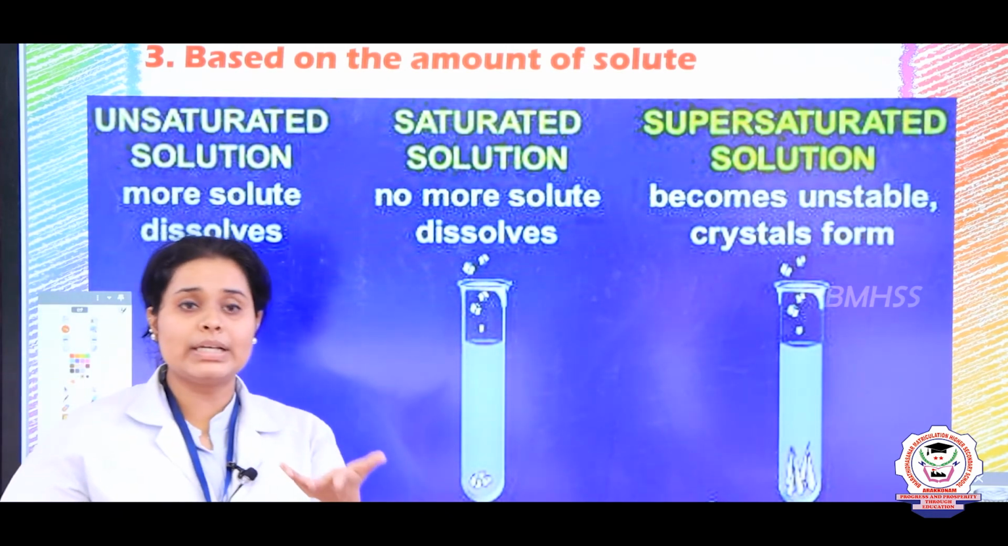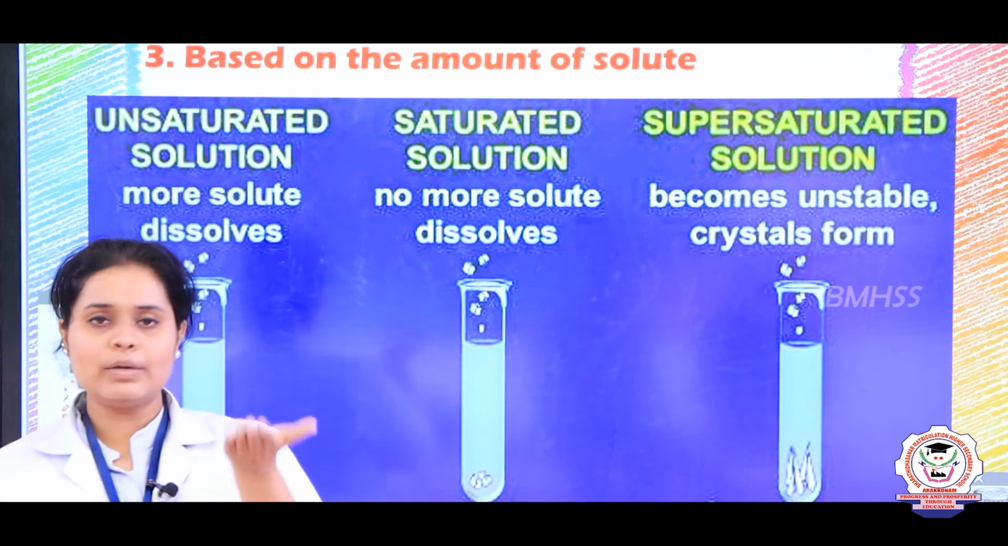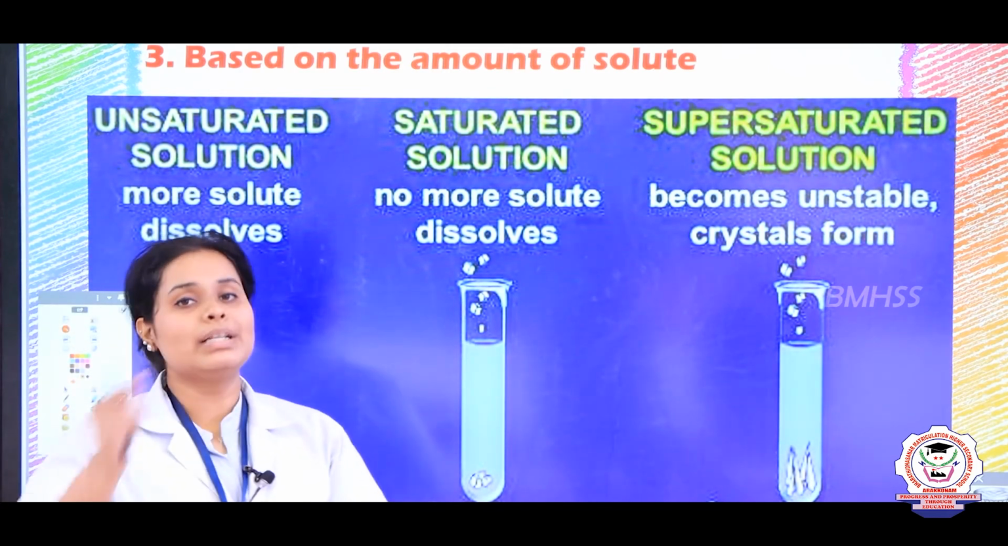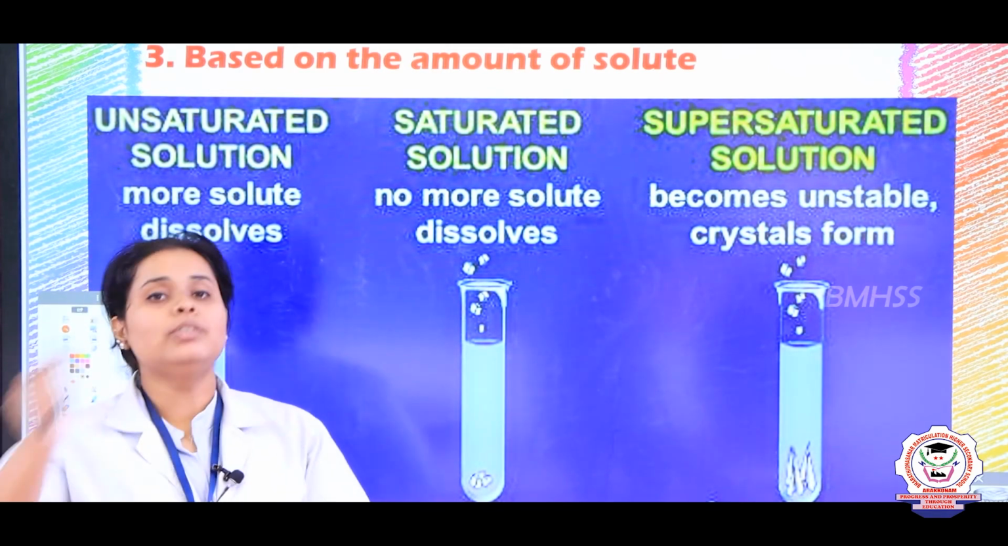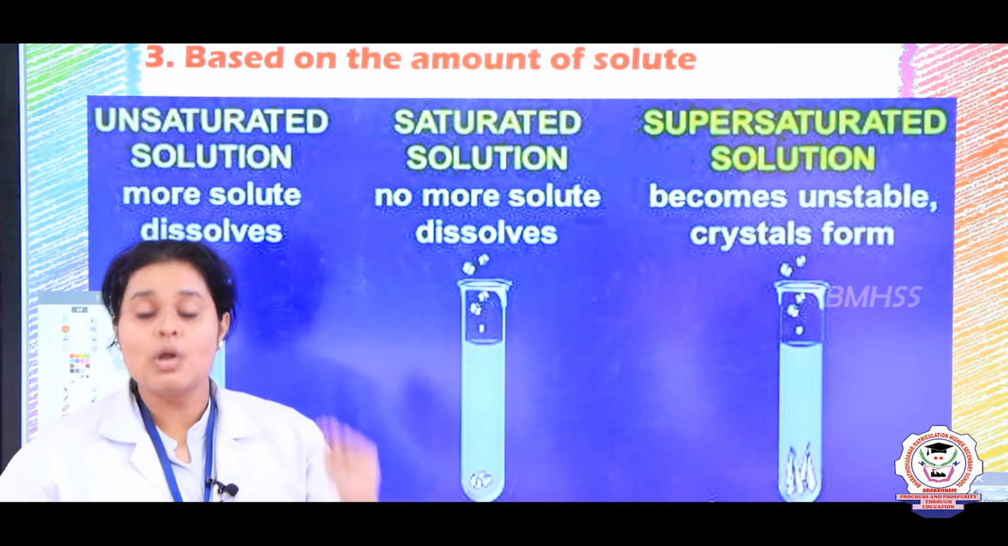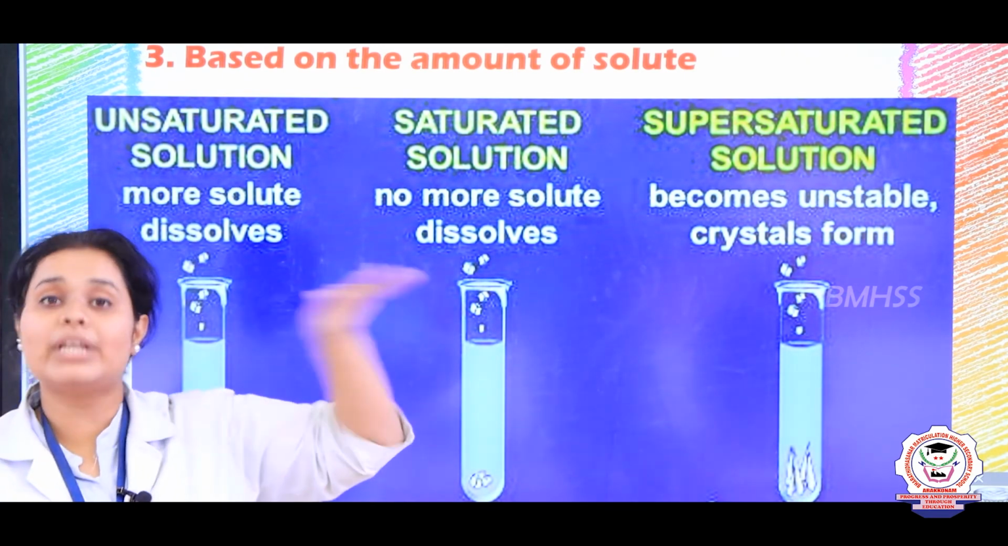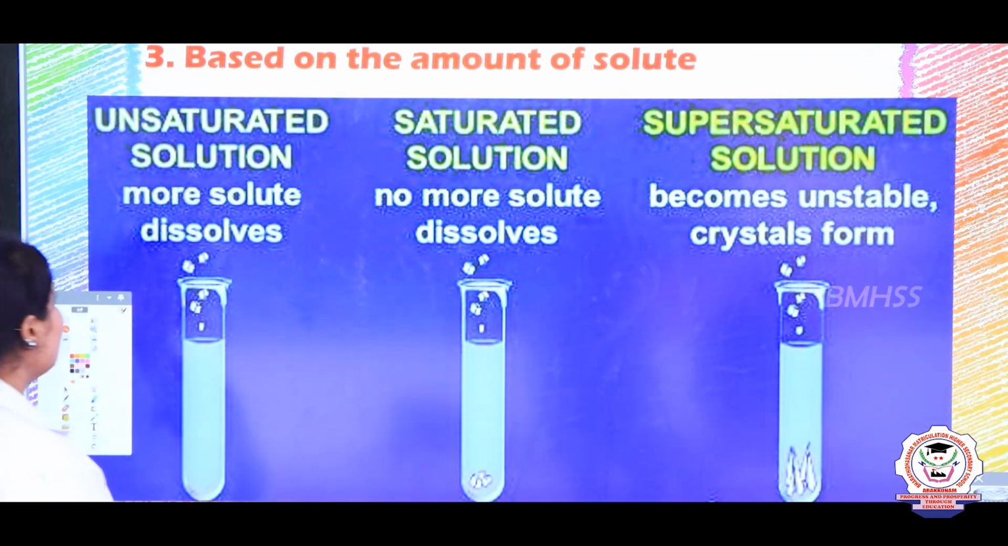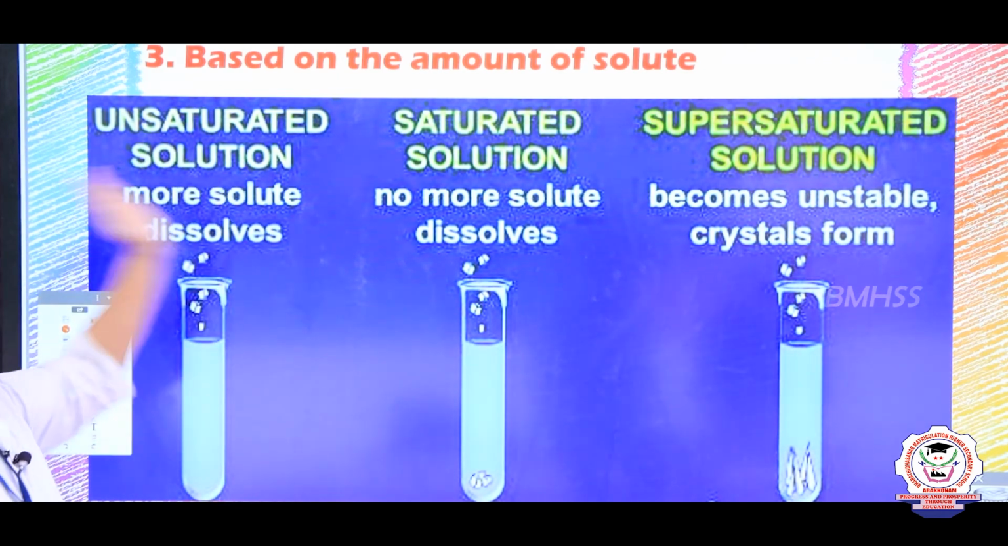Same example, you can take water and sugar. Now take water, and you add 1 spoon, it will mix. Again 2 spoons, it will mix. That means its saturation point or its limit has not been reached, and that type of solution is known as an unsaturated solution.